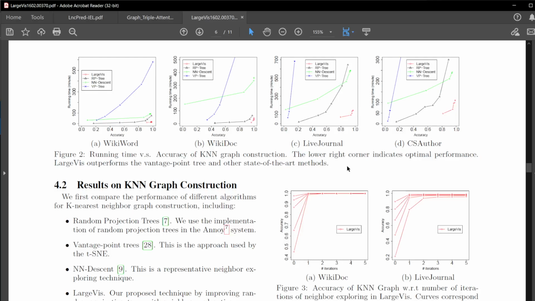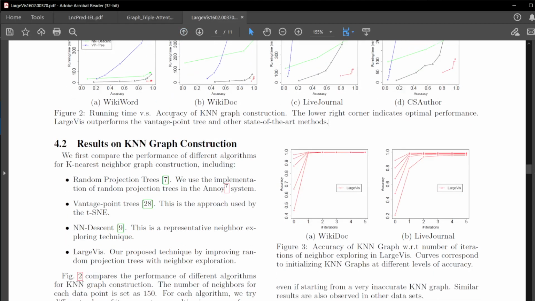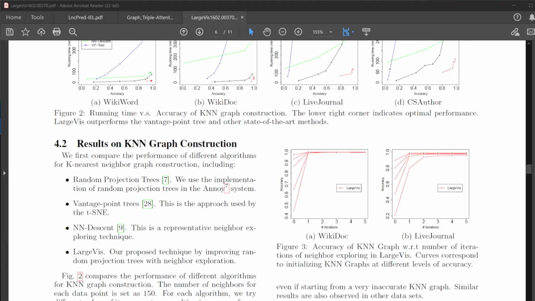4.2 Results on KNN graph construction. We first compare the performance of different algorithms for k-nearest neighbor graph construction, including random projection trees. We use the implementation of random projection trees in the Annoy system. Vantage point trees. This is the approach used by t-SNE. NN-descent, a representative neighbor exploring technique. LargeVis, our proposed technique, improving random projection trees with neighbor exploration.